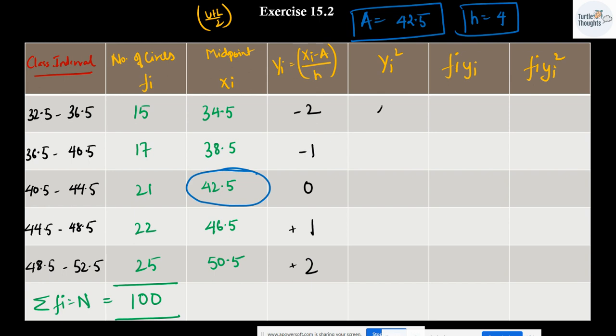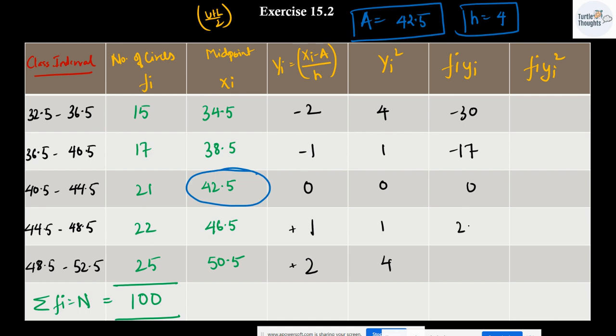Next, I need to square these values. Upon squaring the values, I will be getting 4, 1, 0, 1, 4. Next, I need to calculate fi and yi. Fi I have over here. Yi I have over here. 15 multiplied by minus 2 is going to be minus 30. 17 times minus 1 is going to be minus 17. Anything multiplied by 0 is 0.